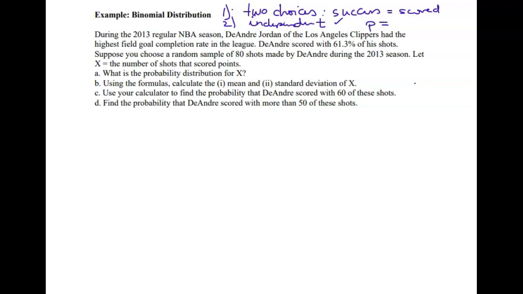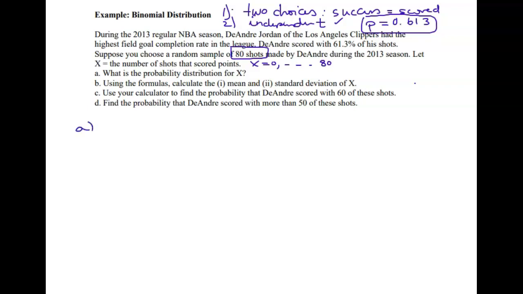And the probability of the success of a shot is 61.3%. This is 0.613. So that's the probability of success on each shot he takes. You're looking at 80 of his shots, historically, and X is the number of shots that scored points. So in that sample, X could take values anywhere from 0 up to 80. You could have scored none of these or all of them, or somewhere in between. So you're finding the probabilities based on that.